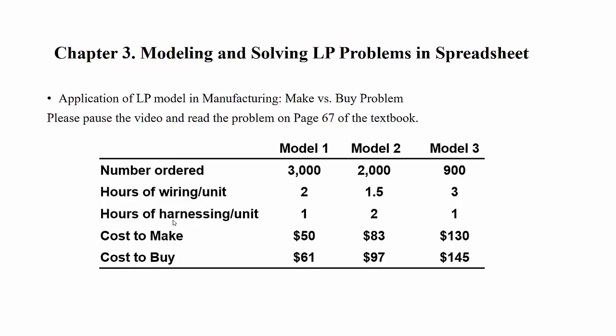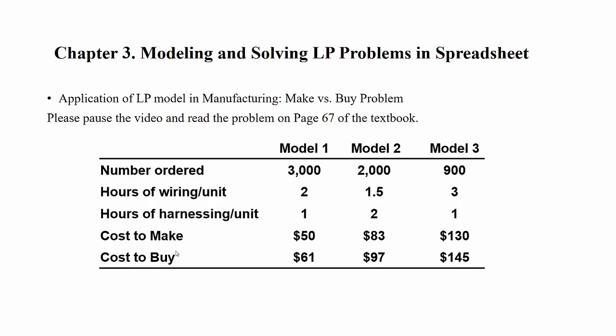And then they have another working hour for harnessing, which is 1 hour for each unit of model 1, 2 hours for the second one, and 1 hour for the third model. The company is facing a decision of whether they make a model inside the company or buy it from another company. If they make each model inside the factory, the first model costs $50 for them, the second model costs $83, and the third model costs them $130.